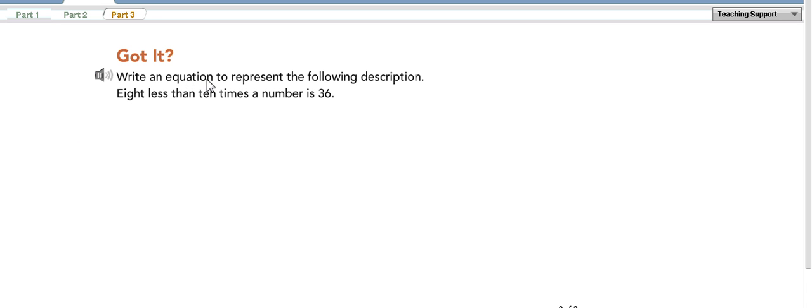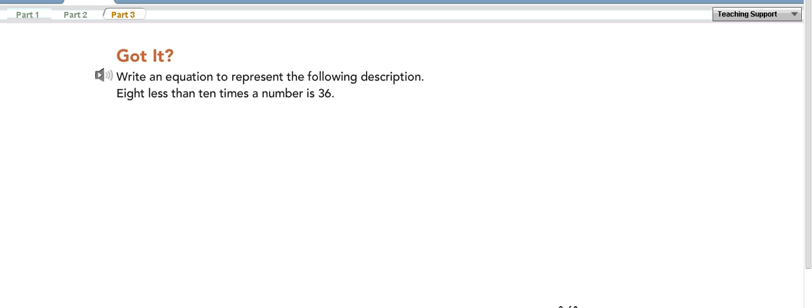So write an equation to represent the following description. Remember, we see the word equation in that, and we know that we're going to be writing something with an equal. So 8 less than 10 times a number. So 8 less than 10 times the number. So we have 10 times some number, and it's going to be 8 less than that is 36. So we should have 10 times n minus 8 equals 36.